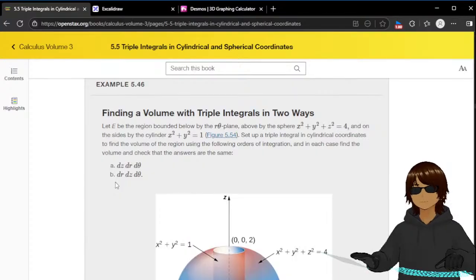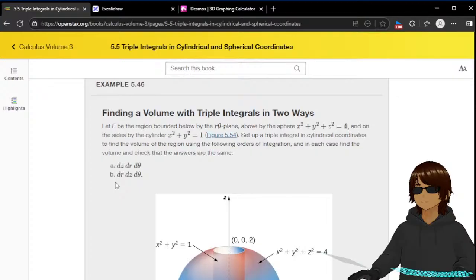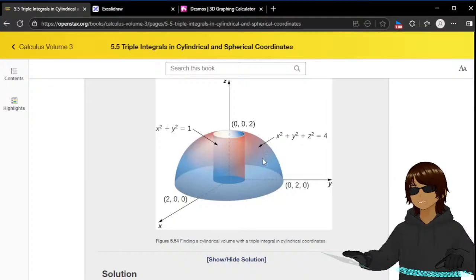Let E be the region bounded below by the r theta plane, above by the sphere x squared plus y squared plus z squared is equal to 4, and on the sides by the cylinder x squared plus y squared is equal to 1. So we are considering this outer shell, right?